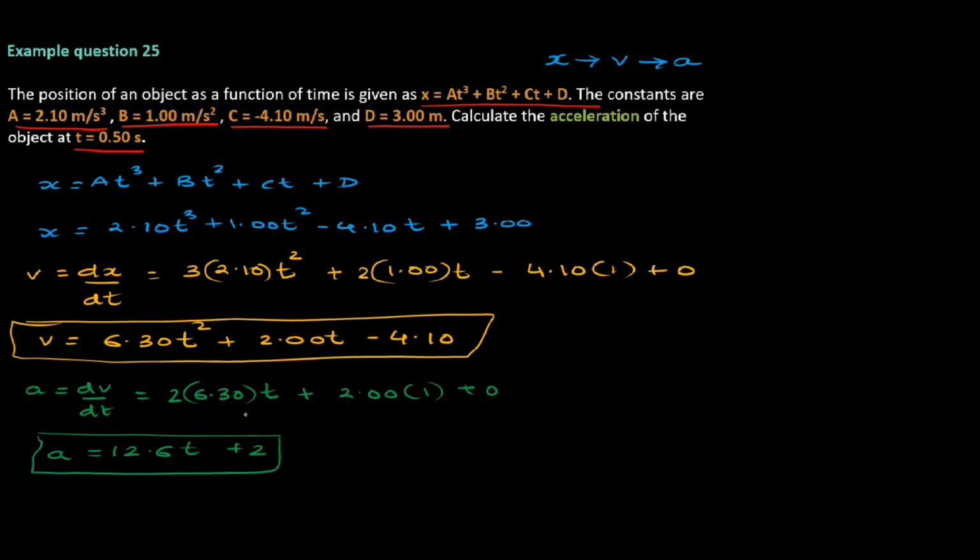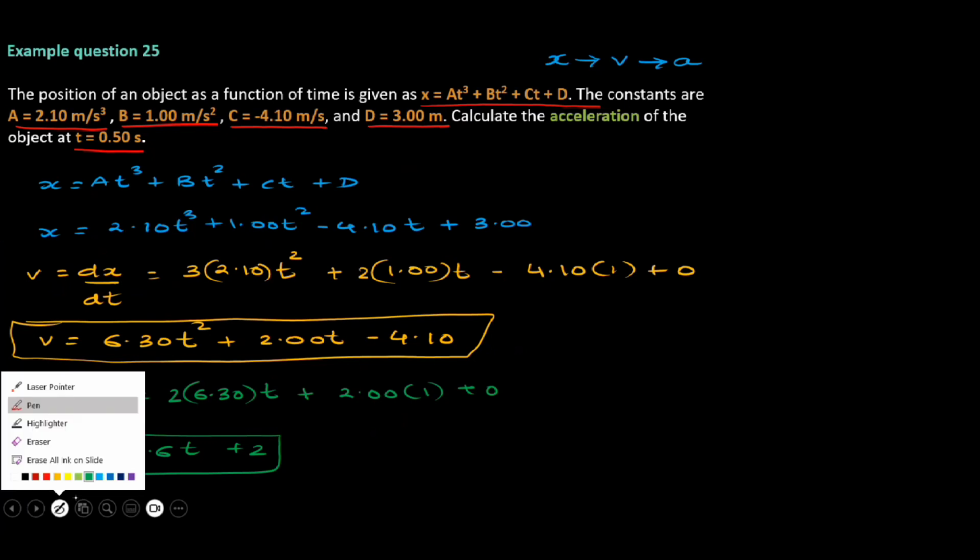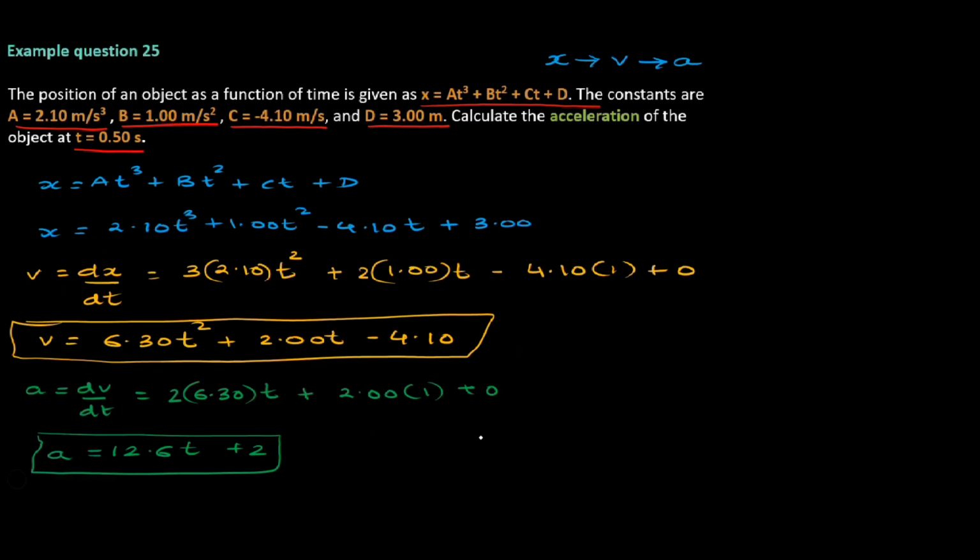Now I need to find the value of this acceleration at time t equals 0.50 seconds. So here in this acceleration function, I will just substitute for t as 0.50 seconds. So let's do that. a will be equal to 12.6. In place of t, I write 0.50 plus 2. And when you solve this, you get acceleration a as 8.3 meters per second squared.